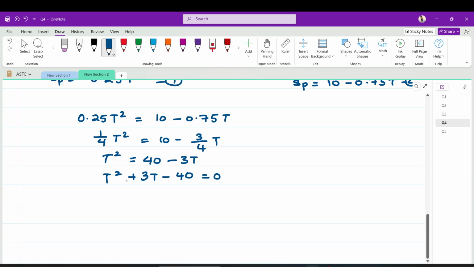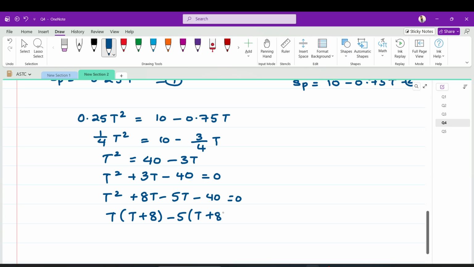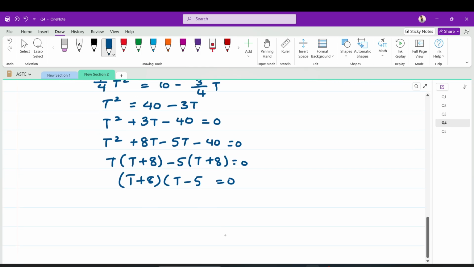So now I need to find two factors such that when I multiply them, I would get 40, and when I add them, I would get 3. So the factors will be 8 and 5. So we have 8t minus 5t minus 40 equals 0. We will factorize t, so we will be left with t plus 8. Here we will factorize minus 5. We will be left with t plus 8. So t plus 8 times t minus 5 equals 0.